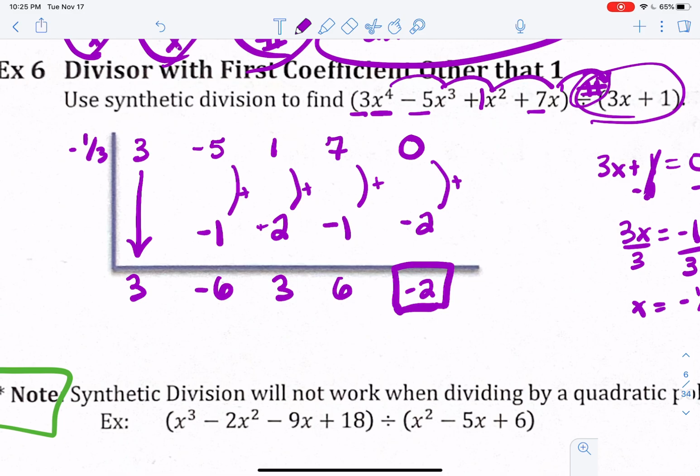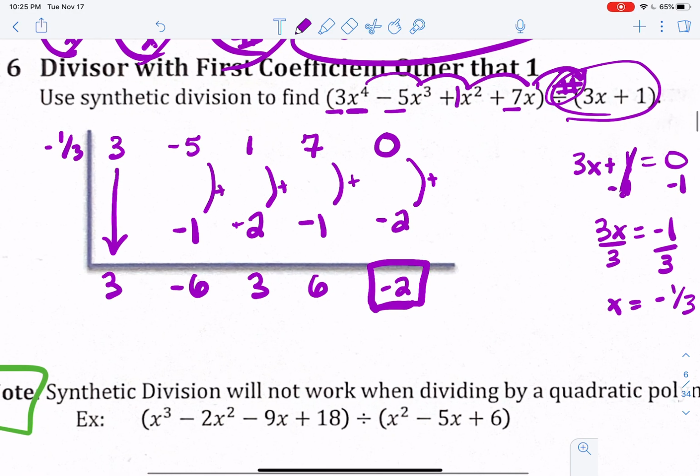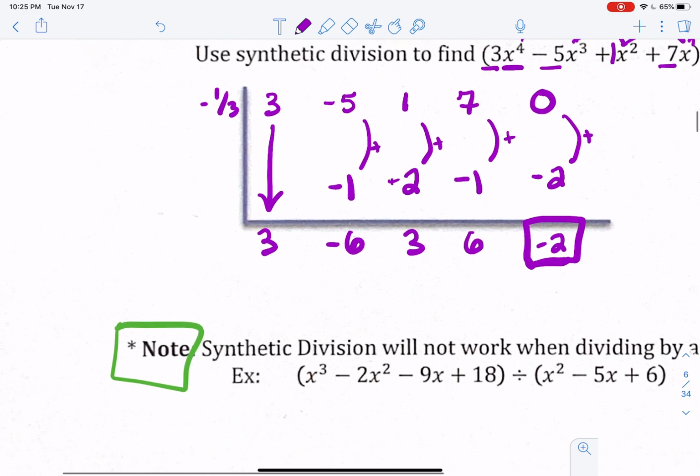Negative 2 is my remainder. In this top problem, we didn't have a remainder. It was 0. But in this one, we do have a remainder, and it's negative 2. So I'll kind of show you here in a second how we write that out.